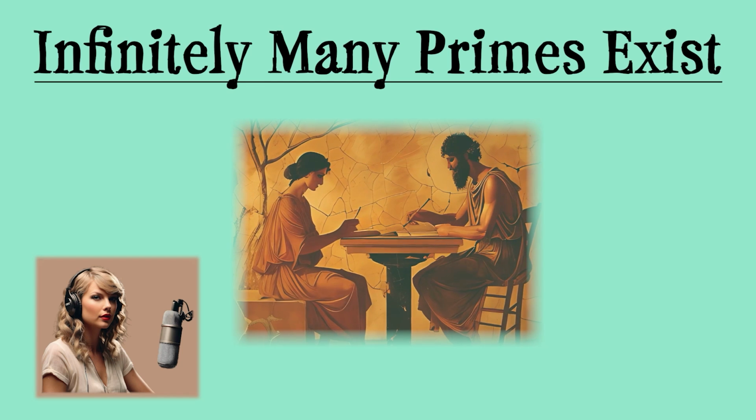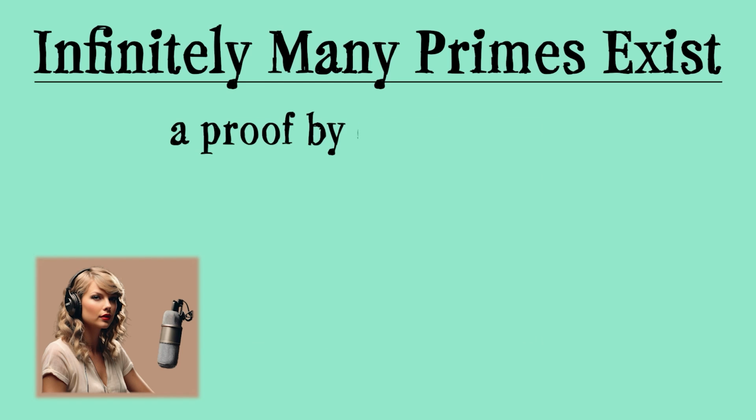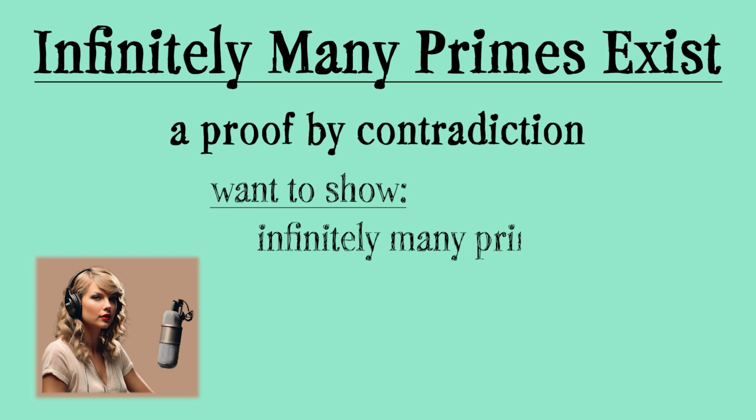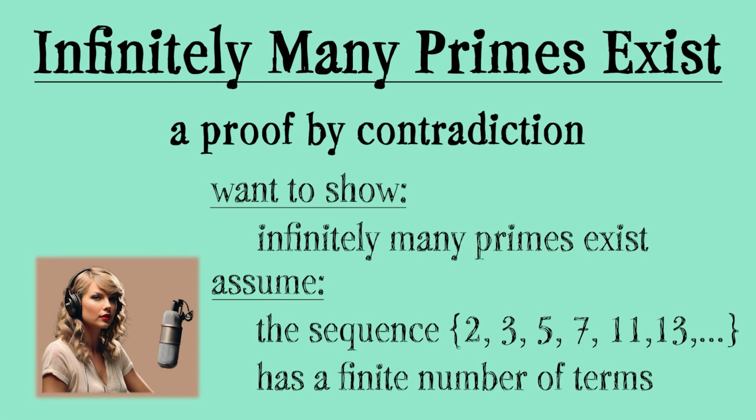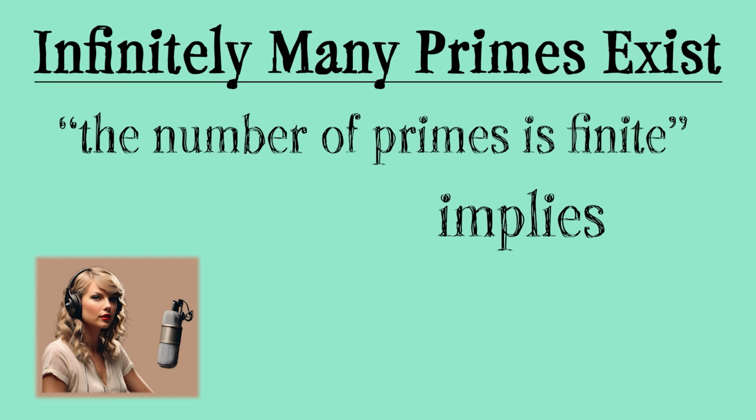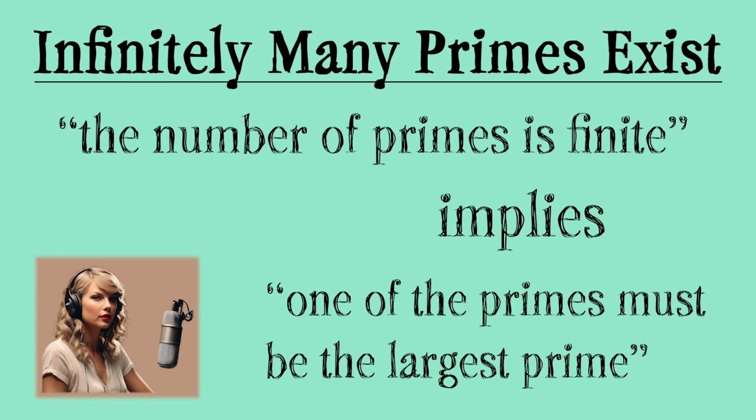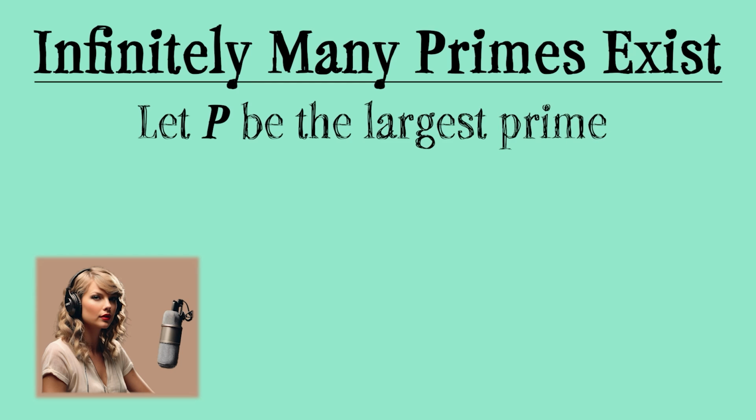theory. In this proof, we will once again use a reductio ad absurdum argument, better known as a proof by contradiction. So if we want to prove that infinitely many primes exist and want to prove it using contradiction, we will assume the sequence of primes is finite. If the number of primes is finite, one of the primes must be the largest prime. Let P be the largest prime.